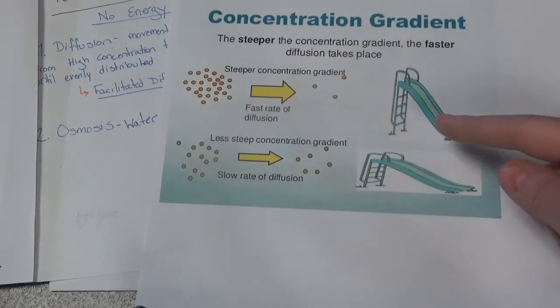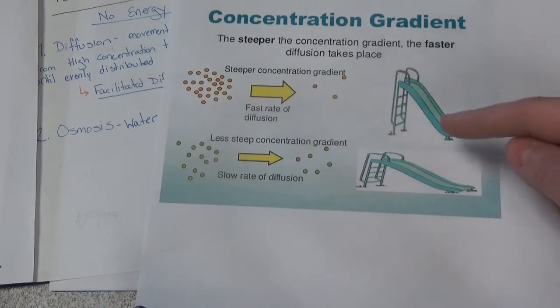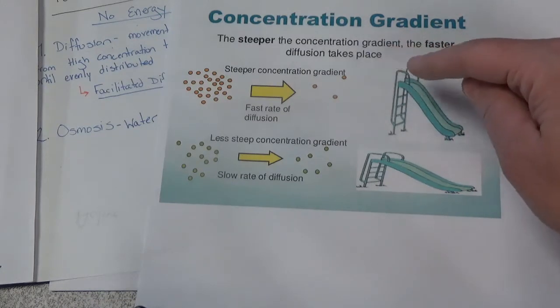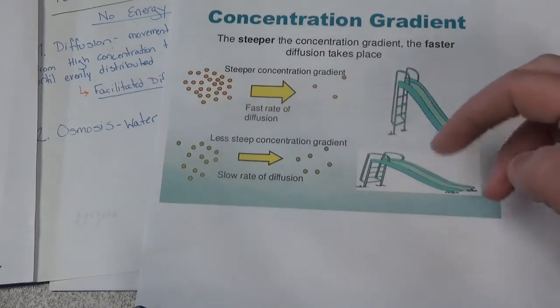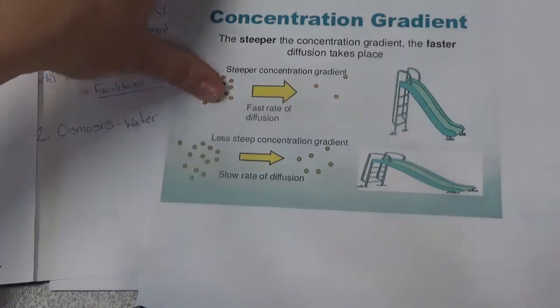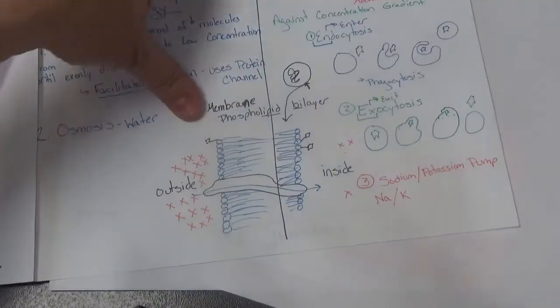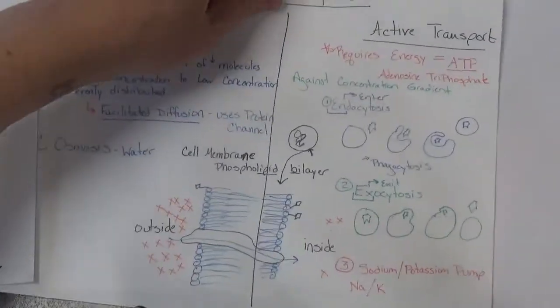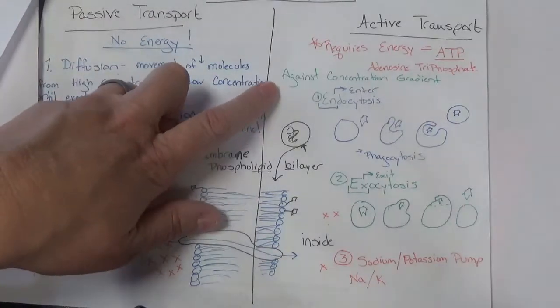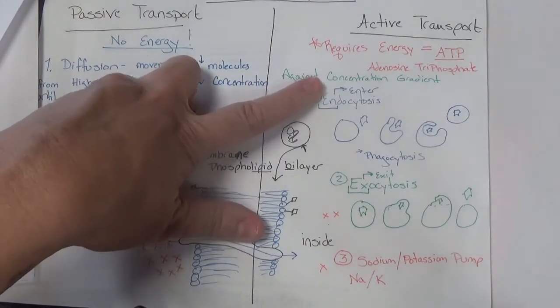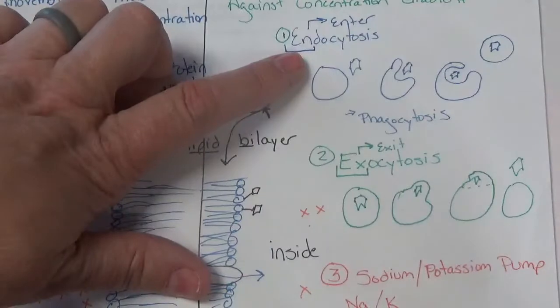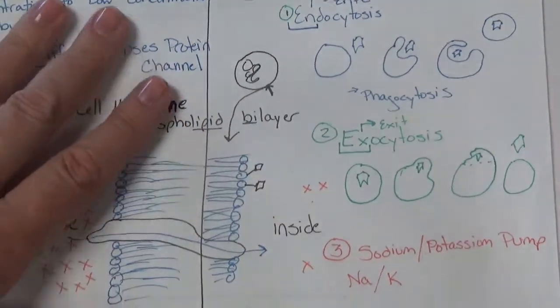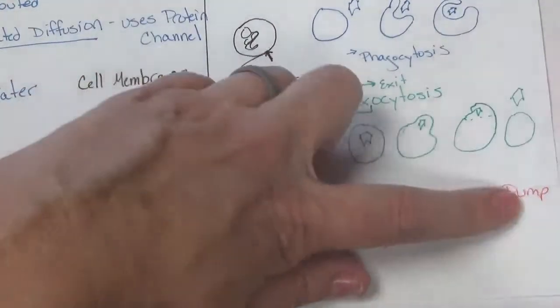It would be like trying to crawl back up the slide. More energy is needed, more difficulty than just sliding down the slide. So moving against the concentration gradient is like trying to crawl back up the slide. So that's what we're talking about in active transport. It requires energy because in most cases it's moving molecules against a concentration gradient. Our types of active transport, I'm going to zoom in a little bit, are endocytosis, exocytosis, and our sodium-potassium pump.